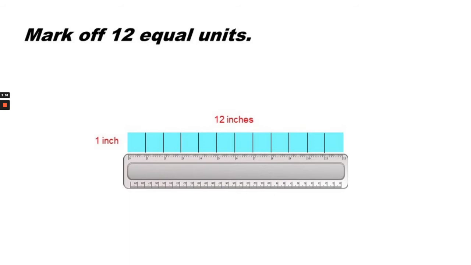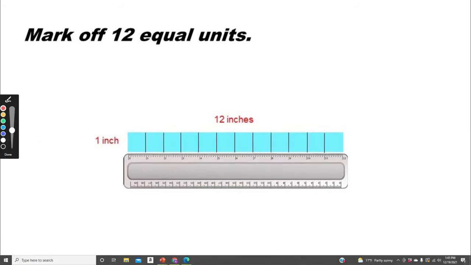I've marked off 12 equal units. That means that I've made a mark at each 1 inch mark. So on the ruler, I went to 1 inch and made a line, 2 inches and made a line, 3 inches and made a line, and so on until I've got 12 equal units of 1 inch each.